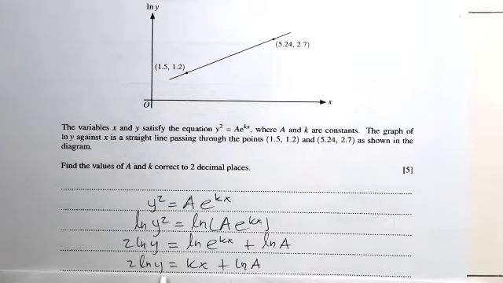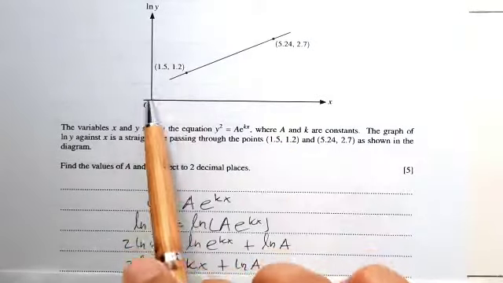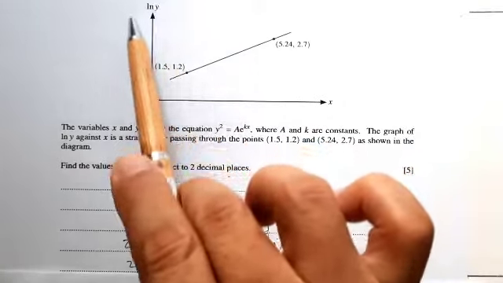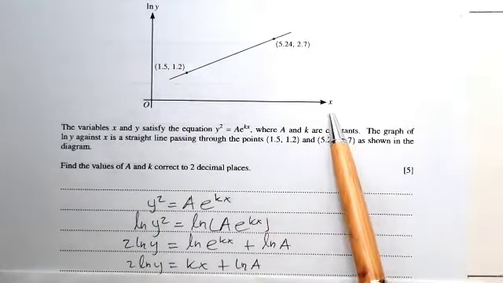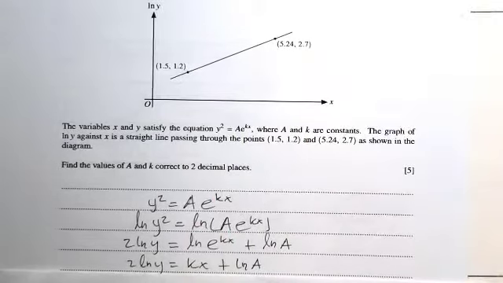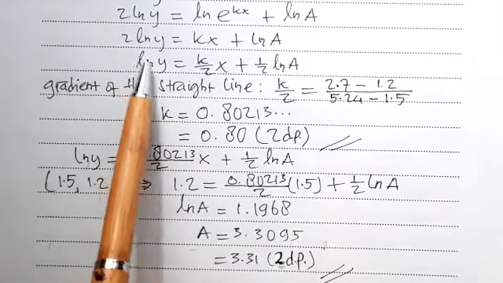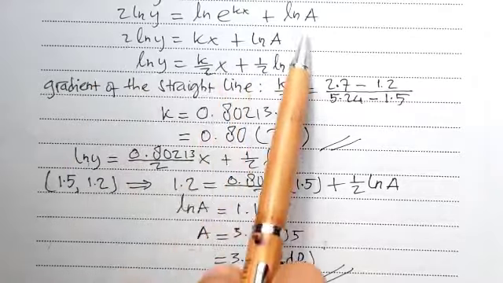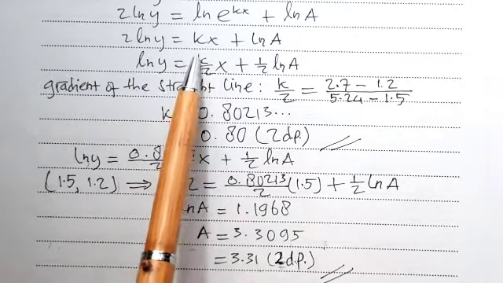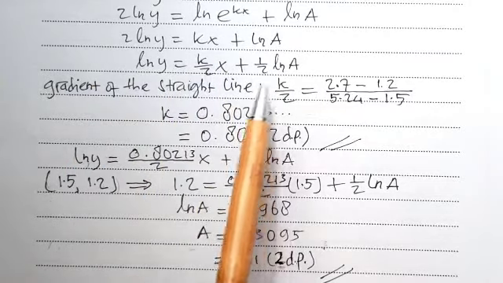Thus from this equation we can see that ln y is linearly related with x. That is why here the graph has ln y on the vertical axis and x on the horizontal axis. The graph is a straight line because ln y and x are linearly related. Now dividing both sides by 2, we obtain ln y equals k over 2 times x plus half ln a.